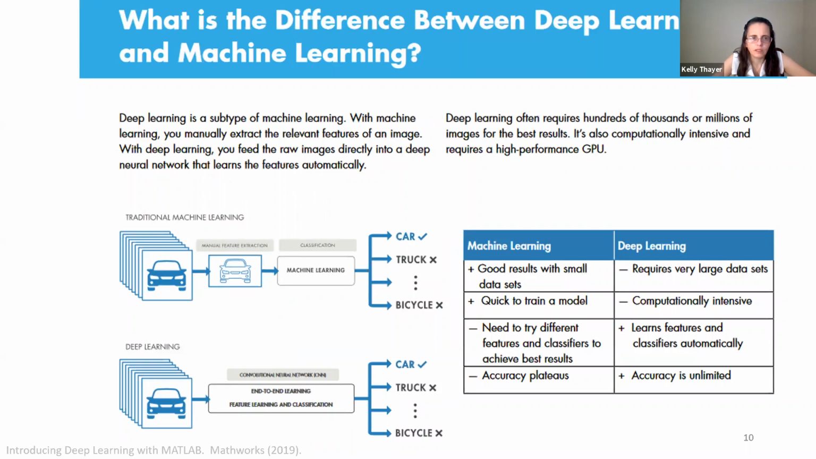So what exactly is this? Deep learning is a subtype of machine learning. Why is deep learning different than regular machine learning? Well, it has to do with the number of layers. With machine learning, you're going to extract relevant features of an image, but with deep learning, you're going to feed the raw image directly into a deep neural network that's going to learn the features automatically.